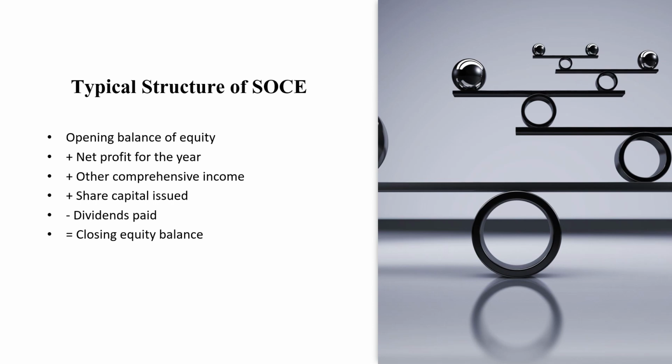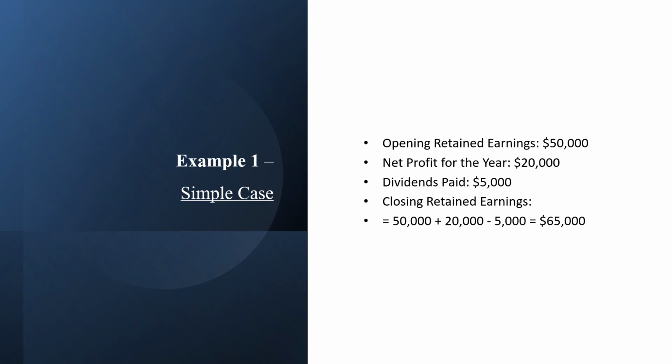Finally, we subtract dividends paid to shareholders. Dividends reduce retained earnings and therefore reduce equity. After all adjustments, we reach the closing equity balance. Let's look at a simple example.